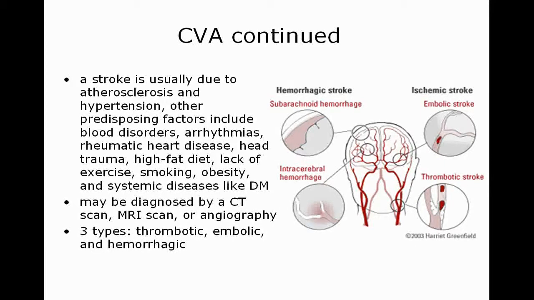The thrombotic stroke is a blood clot that forms in the vessel, and the most common cause of a blood clot forming inside the cerebral vessel is atherosclerosis. And then the other type is the hemorrhagic, where there's bleeding.